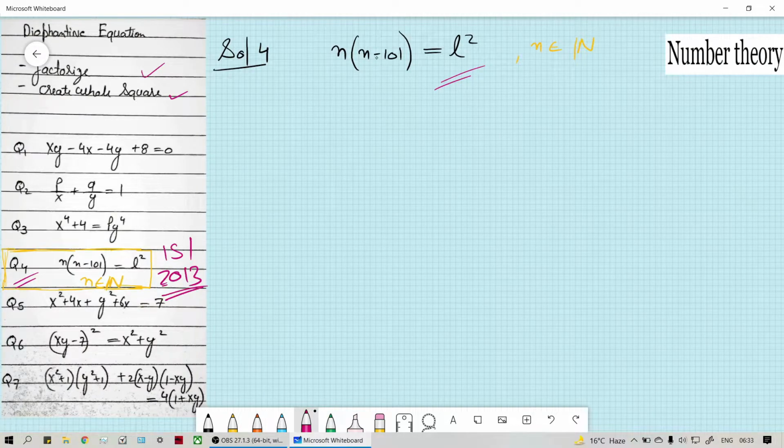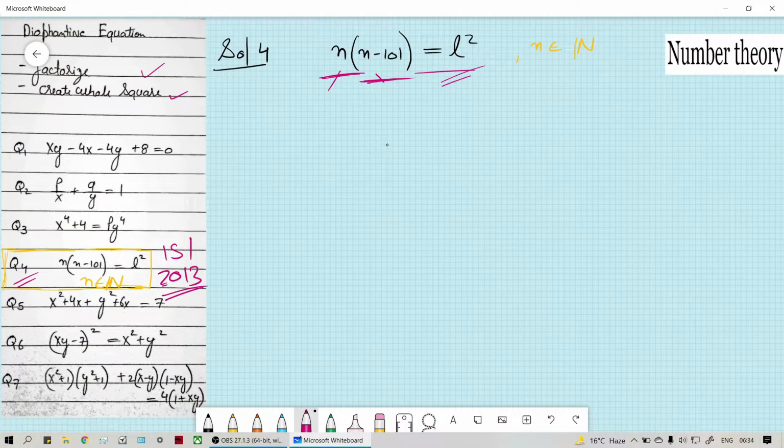Now, after looking at this equation, two things come to our mind. First, we can try to find the GCD of these two terms, and after finding the GCD, you know how to proceed. Suppose the GCD comes out to be 1, then we can call this n as x square and this as y square, and then from there on we can do the rest of the calculation. So that's one way, we can go for GCD.